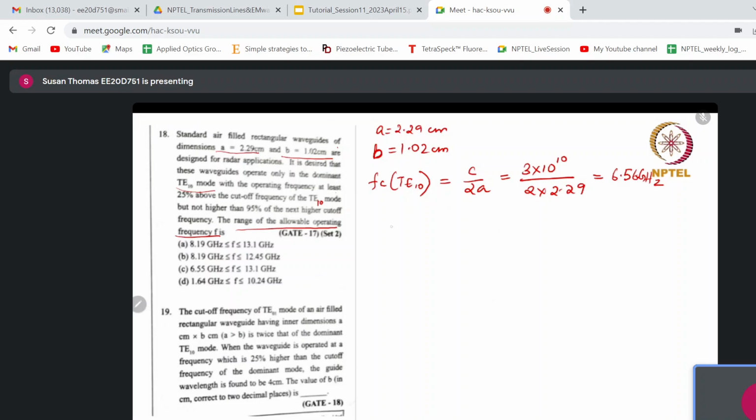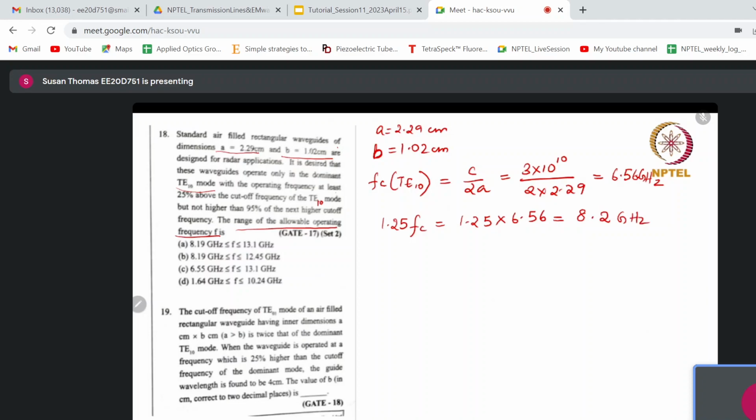So that will be 25% above, which means 1.25 Fc. Okay, so 1.25 into 6.56. So this is something like 8.2 gigahertz.